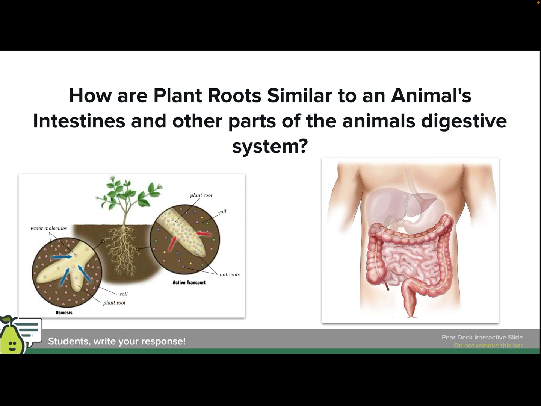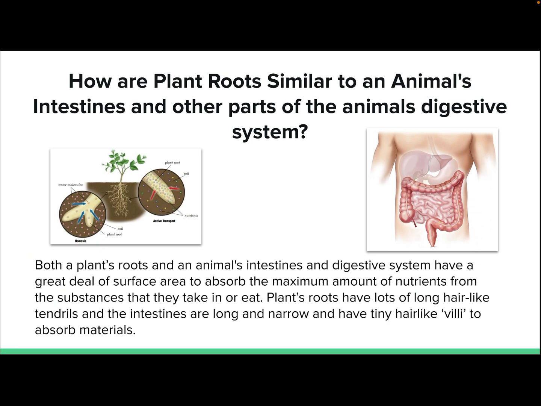Alrighty, how are plant roots similar to an animal's intestines and other parts of the animal digestive system? We've got a picture of the two side by side. What are some ideas? Well, both a plant's roots and an animal's intestines and digestive system have a great deal of surface area to absorb the maximum amount of nutrients from the substances they take in and eat.